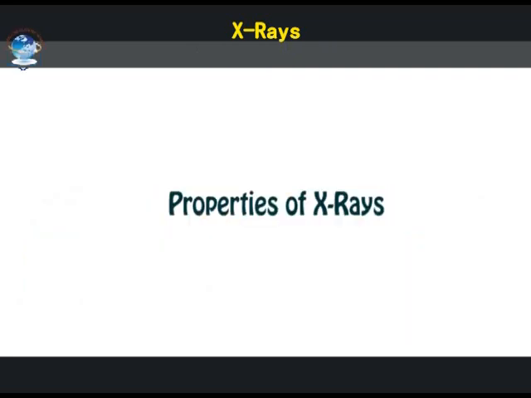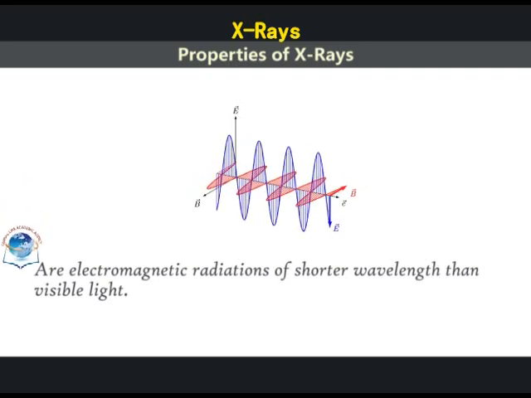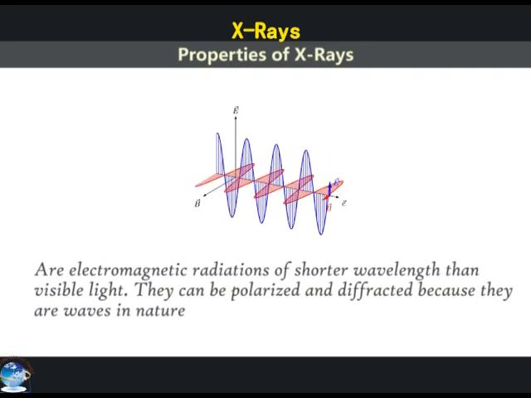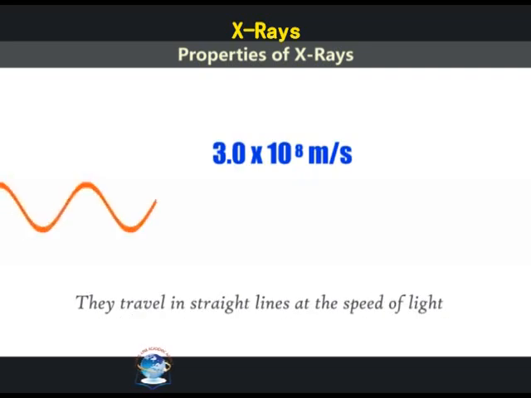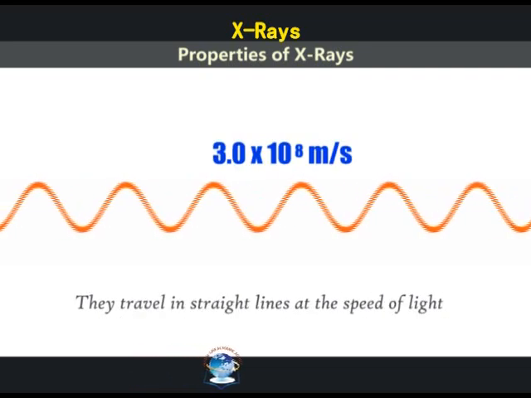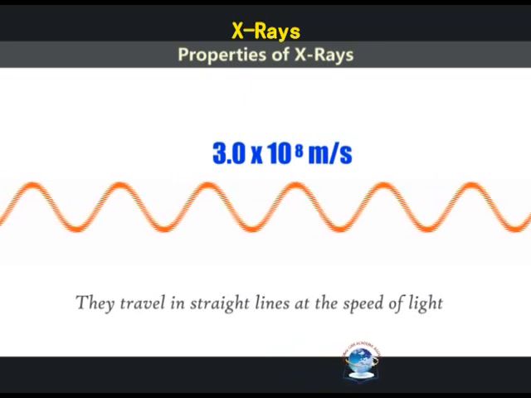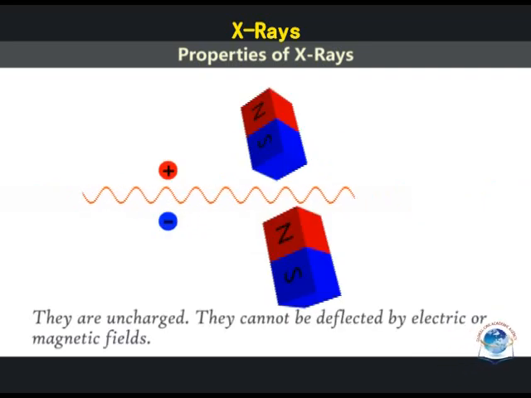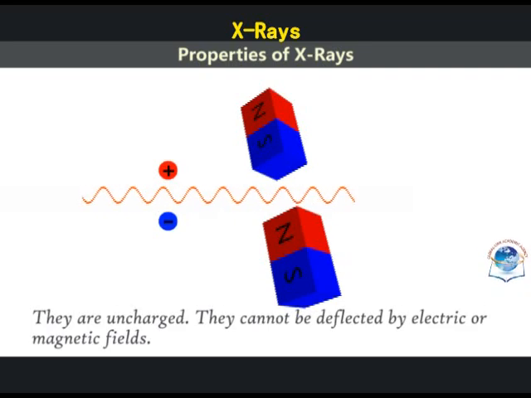Next, properties of X-rays. X-rays are electromagnetic radiations of shorter wavelength than visible light. This means they can be polarized and diffracted because they are waves in nature. They travel in straight lines at the speed of light, that is 3.0 times 10 to the power 8 meters per second. They are not charged, so they cannot be deflected by electric or magnetic fields.